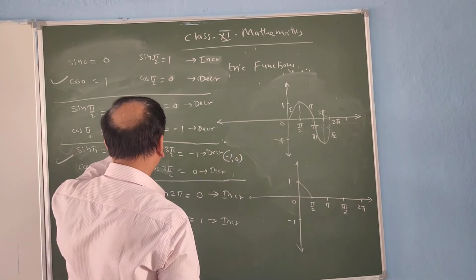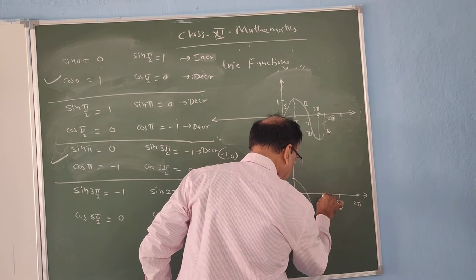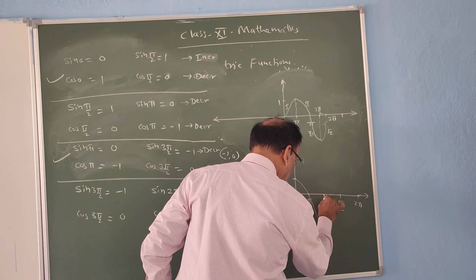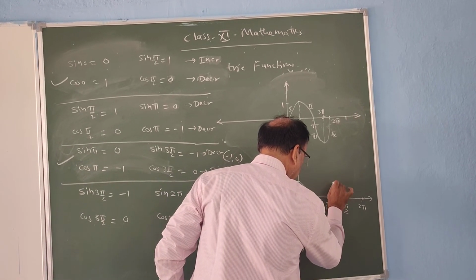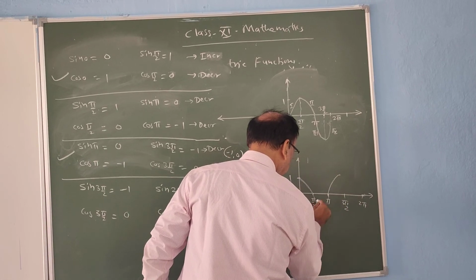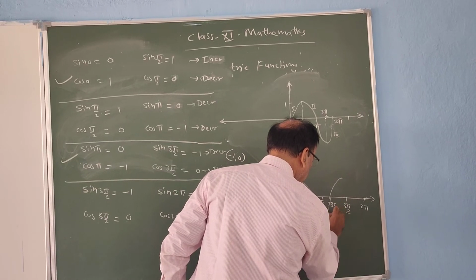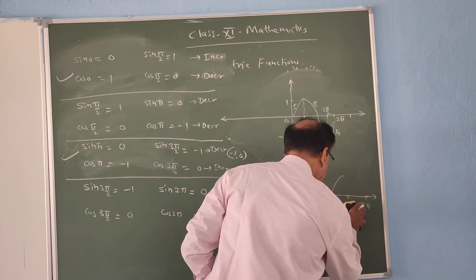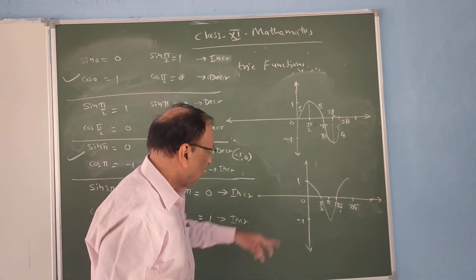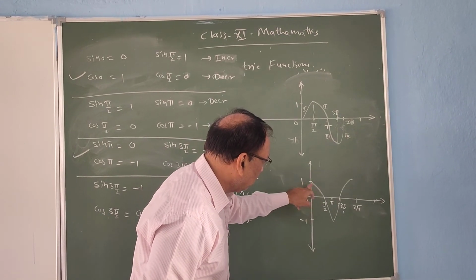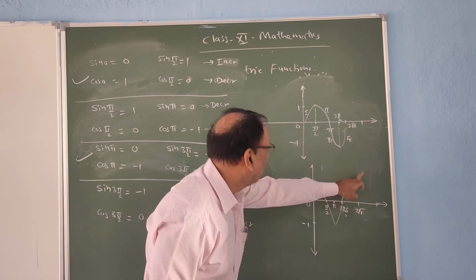Second quadrant, again decreasing. Then decreasing, increasing, again increasing. See, pi by 2, here is pi. This is 3 pi by 2, and this is 2 pi. You see, here. First quadrant, 0 to pi by 2, decreasing. Second quadrant, pi by 2 to pi, again decreasing. Third quadrant, increasing. Fourth quadrant, increasing.